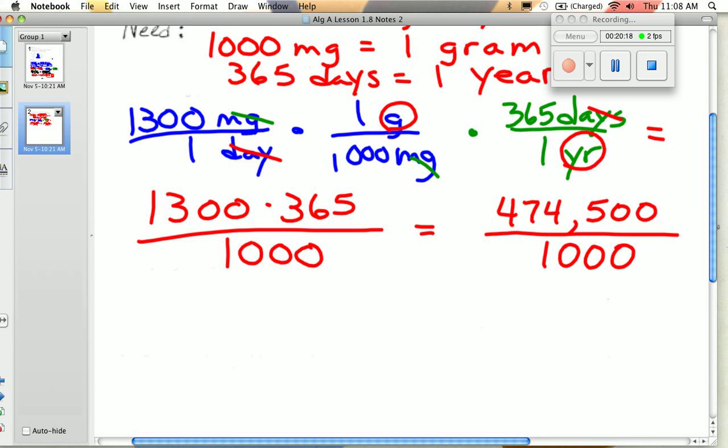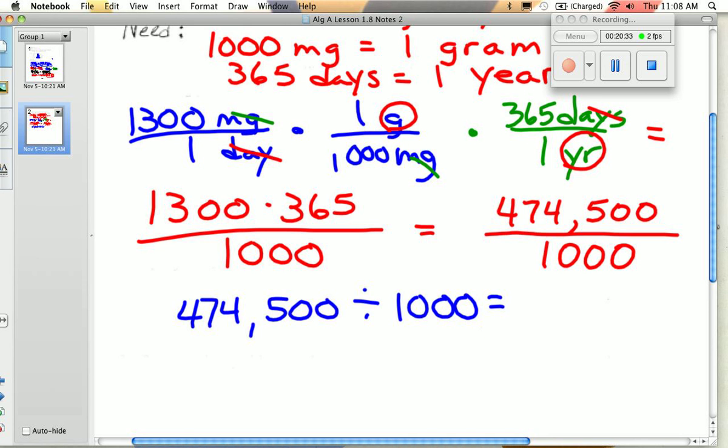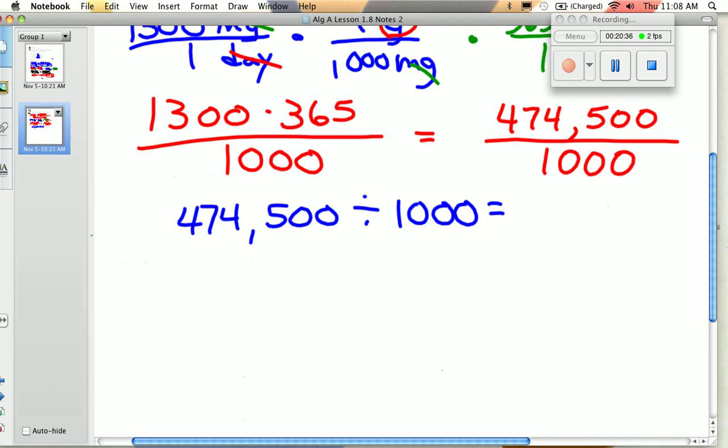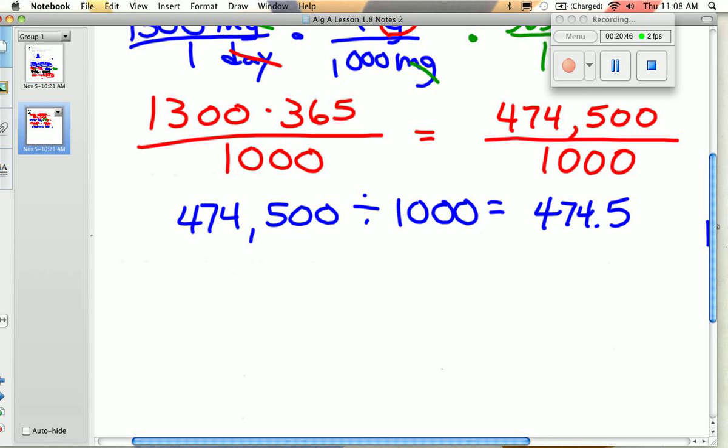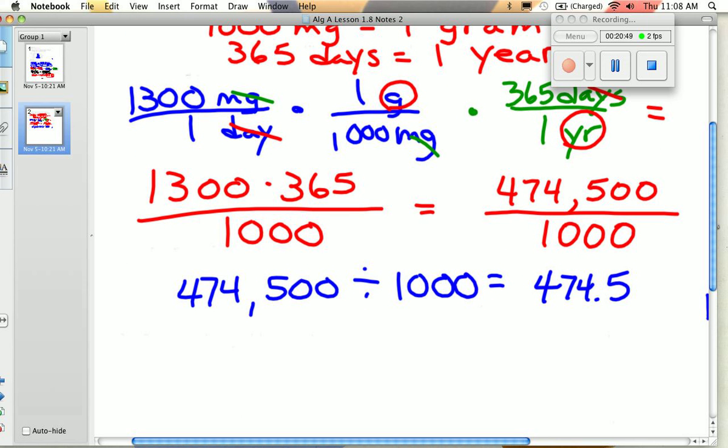What would be our next step of work? Yeah, we're going to divide. 474,500 divided by 1,000, and then we get that and label it. So what is it? 474.5. And the label is? Go back up to our problem. Grams per year.